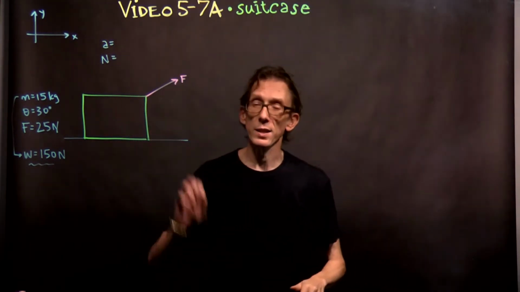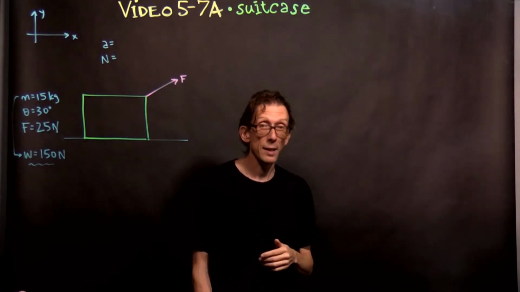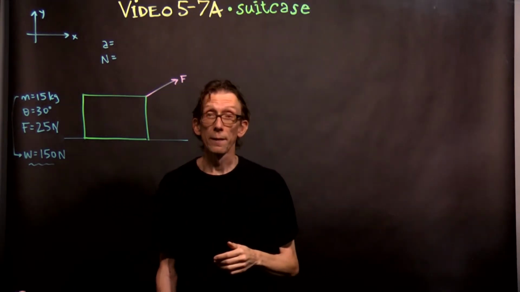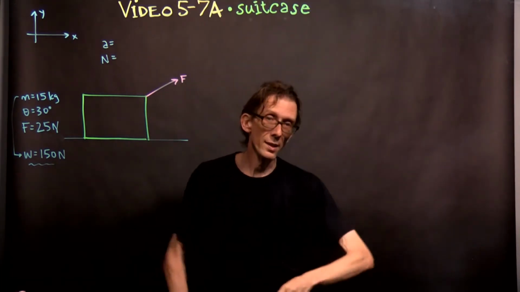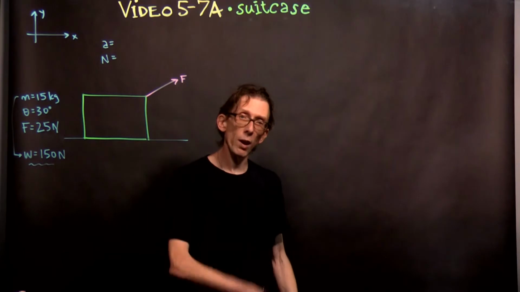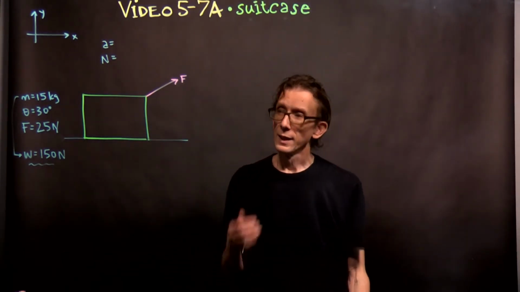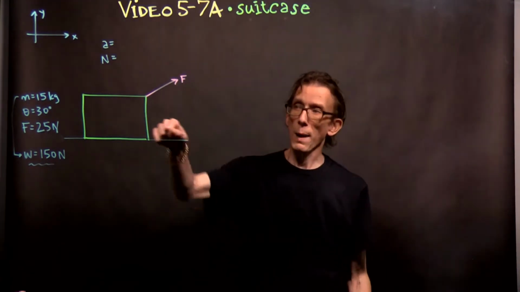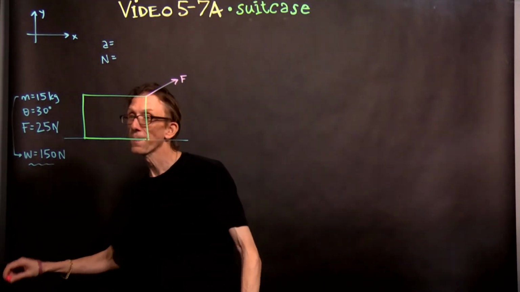Here's another case where the normal force is not the same as the weight. In fact, it's not just another case, it's a suitcase. So, we're dragging a suitcase across the floor of the airport, okay? And it's just moving along the floor. We're not picking it up. We're pulling it with a force of 25 newtons.